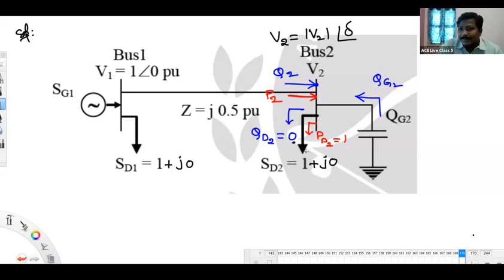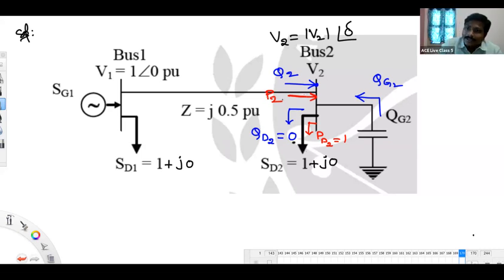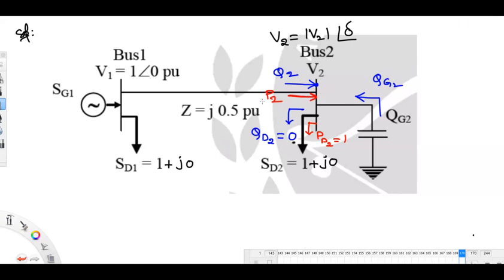But the load is taking real power, so I should show it downward only. But whatever P2 I have shown, I can show into the bus or out from the bus. That's my wish. Yes, sir. Got it, sir. Thank you, sir.